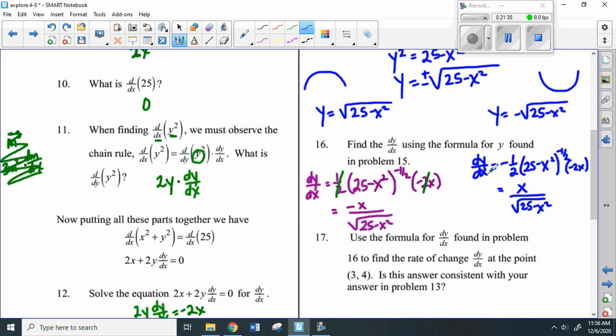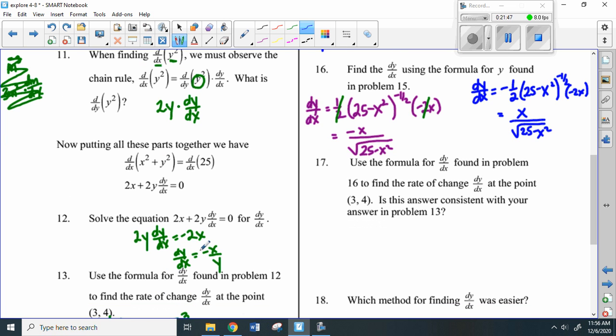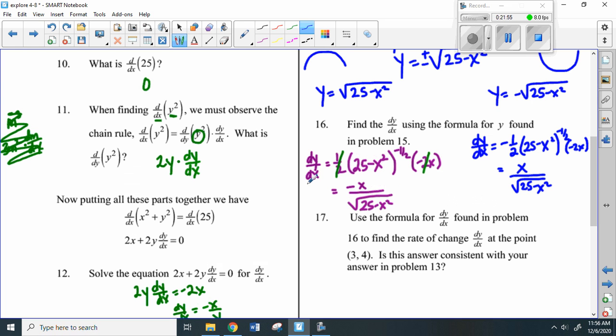All right, but what I want to show you is how does that come out to be the same as the dy over dx equals negative x divided by y. Well, how is that the same, even though it looks very different? Well, let's take a look. The square root of 25 minus x squared, right? I'm comparing these two right here. Isn't this square root of 25 minus x squared equal to the original y?